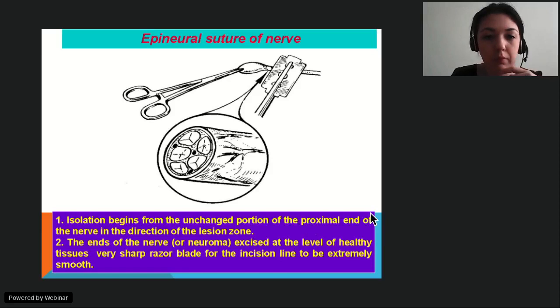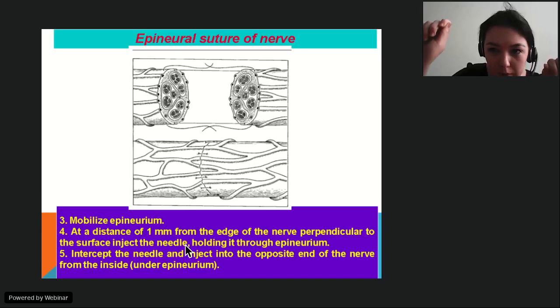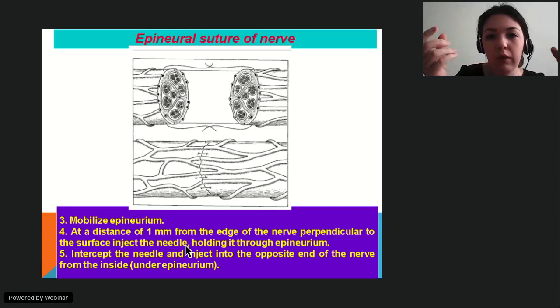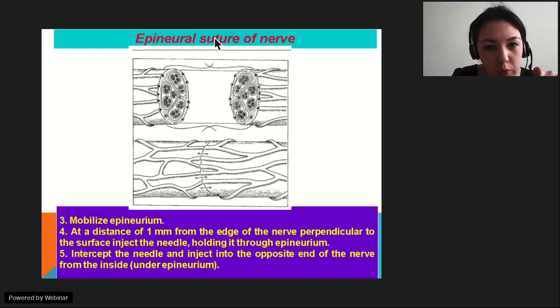Then we mobilize the epineurium, the outermost covering of the nerve, and at a distance of 1 millimeter from the edge of the nerve, perpendicular to the surface, we inject the needle through the epineurium only, not through the nerve fibers, please. Then we pass the needle through one end of the epineurium, then we retake the needle and inject it into the opposite end of the nerve from the inside, under the epineurium. So we start from outside, go inside, and then from inside to outside. This is epineural suture of the nerve.